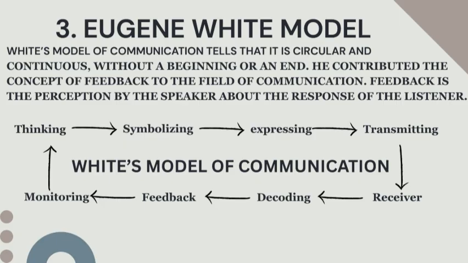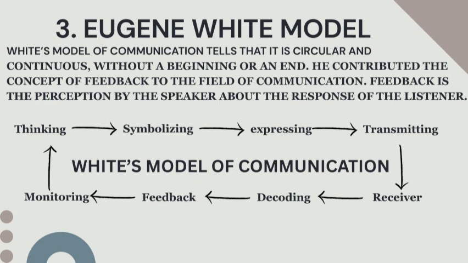Overall, Eugene White's model gives a realistic view of how complex and ongoing human communication really is. Eugene White's communication cycle. Eugene White's model shows that communication is a continuous, circular process with no clear beginning or end. It involves stages like thinking, symbolizing, expressing, transmitting, receiving, decoding, feedback, and monitoring. The model emphasizes that communication flows constantly and is shaped by feedback and the speaker's awareness of the listener's response.